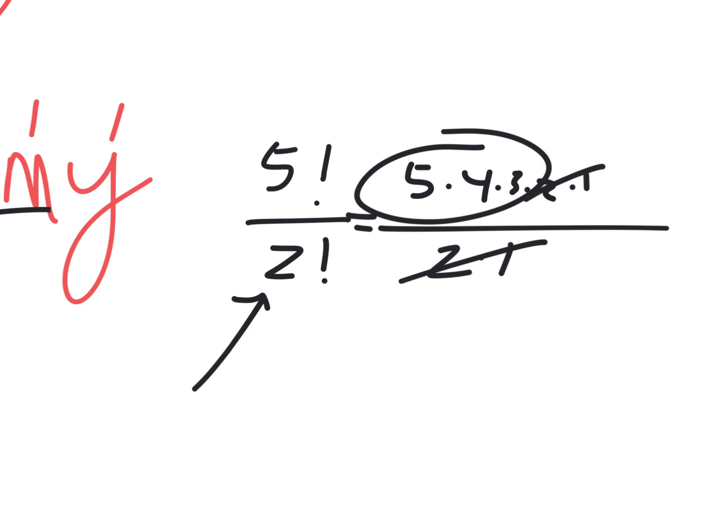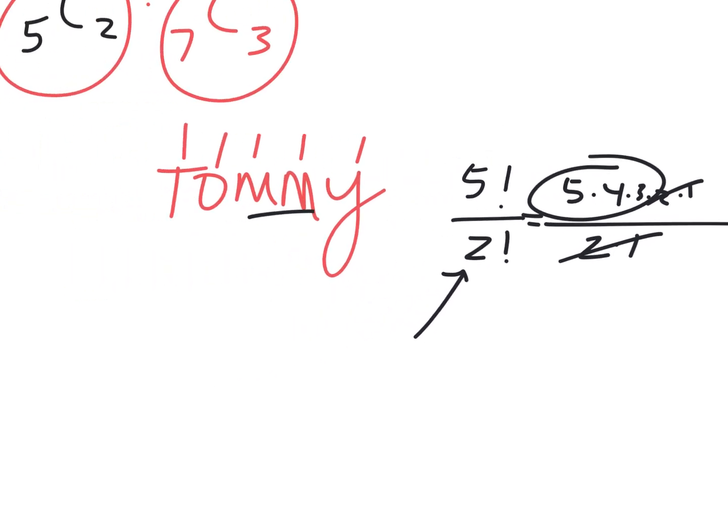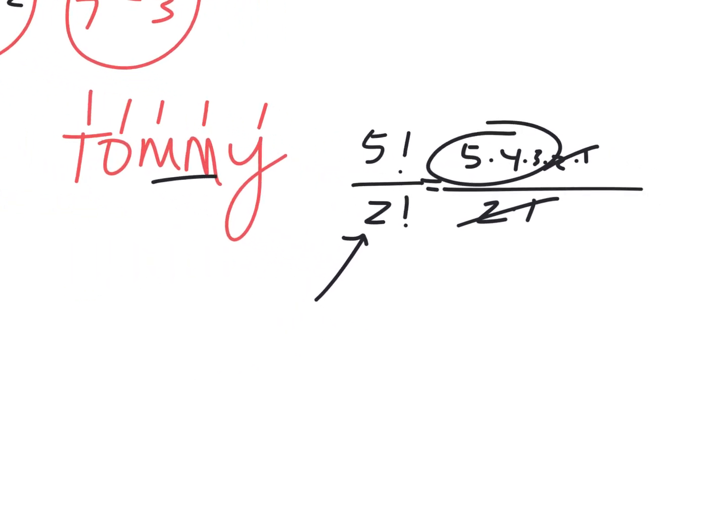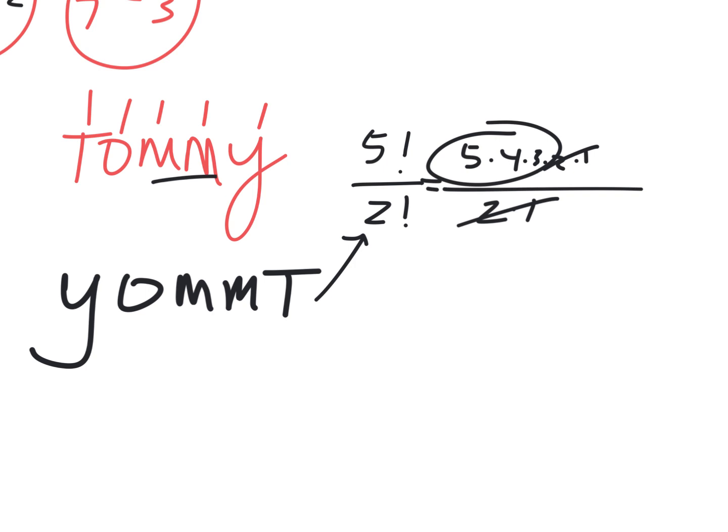Now, 60 is not a probability. 60 is how many different ways that you could rearrange the word Tommy. That's how many different respellings of it. Like Y-O-M-M-T is one of them. But there's a lot. 20 times 3 is 60 different ways.